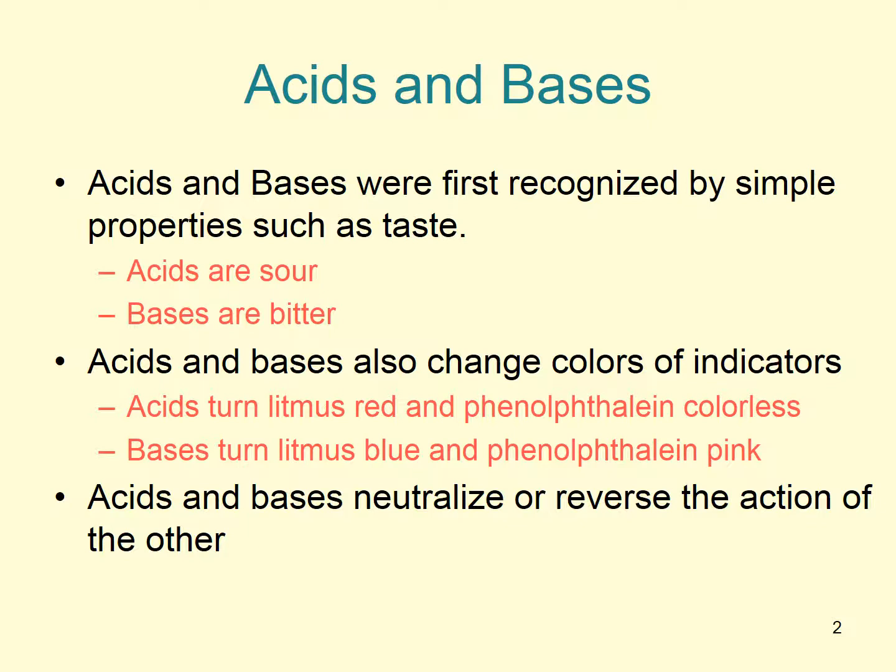All right, some other things about acids and bases is that they will change colors of indicators. So in lab, we use litmus as a test to see if something's acidic or basic. Acids will turn litmus red, bases will turn litmus blue. There's some other indicators that if you haven't used them already in lab, we will be using them. Phenolphthalein will be colorless in acid and pink in a base. Bromothymol blue will turn from yellow to blue. And then the other thing about acids and bases is that they neutralize each other.